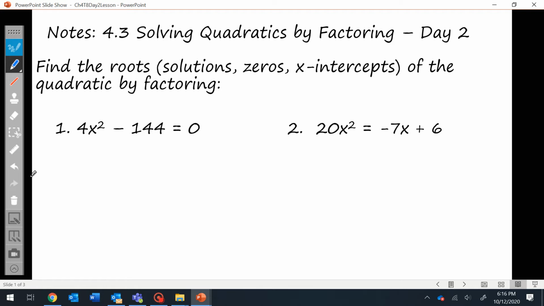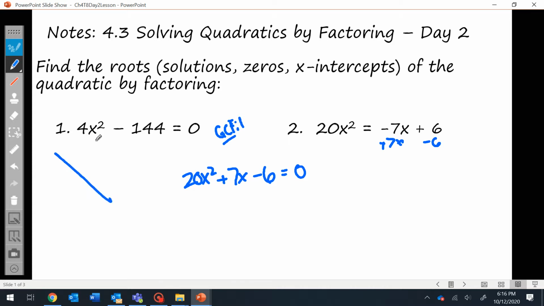Alright, let's look at number 2. So we got 20x squared equals negative 7x plus 6. This needs to be equal to 0, so both of these need to come to the other side. Alright, so I'm going to move the 7x, I'm going to move the negative 6. So I'm going to get 20x squared plus 7x minus 6 equals 0. Of course, I will check for the GCF, which is 1, so there's nothing that can be done there. So I'm going to have to factor this as it is.